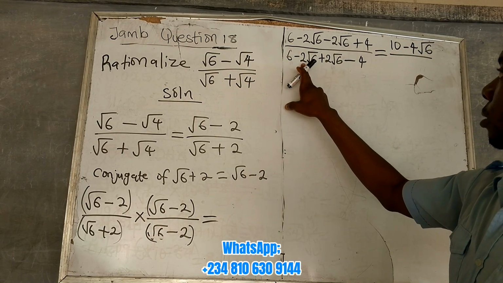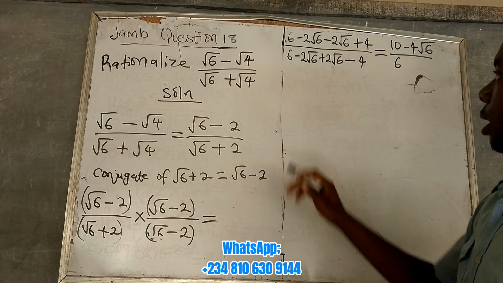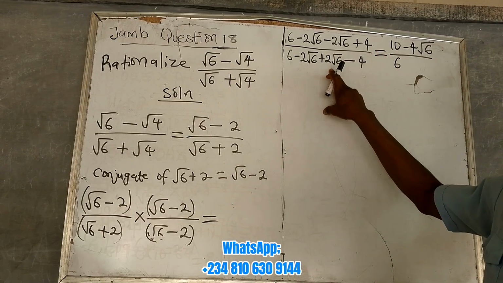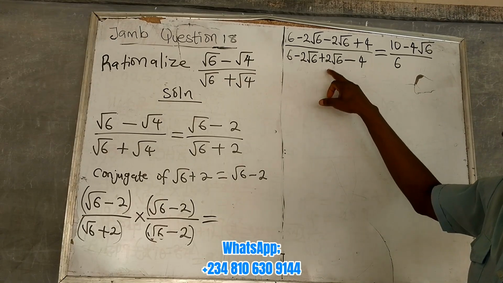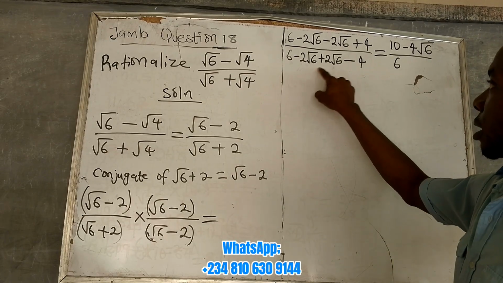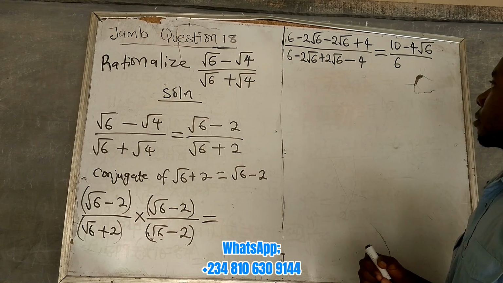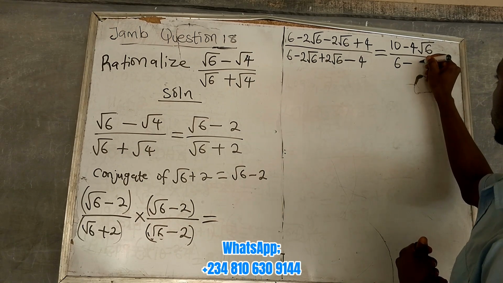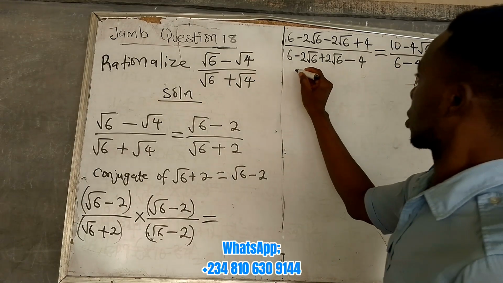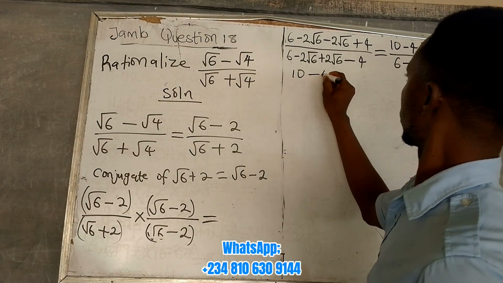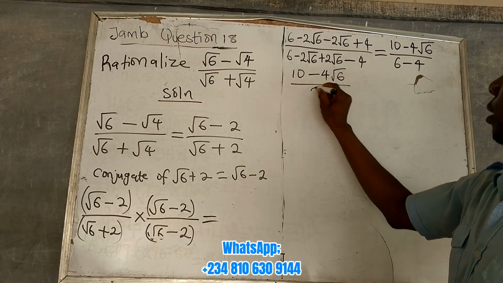Now you put down your 6, right? Now minus 2 root 6 plus 2 root 6 is equal to 0. Everything here will be 0. So what you have is minus 4. So 6 minus 4 is 2. So what we have left is 10 minus 4 root 6 over 2.